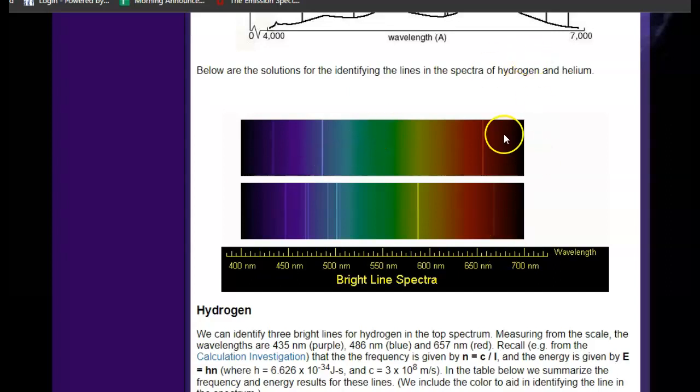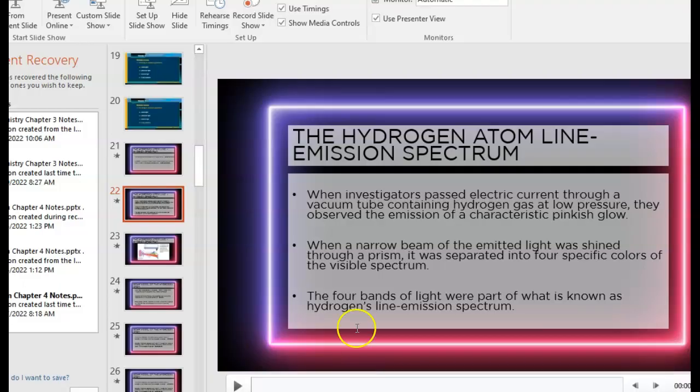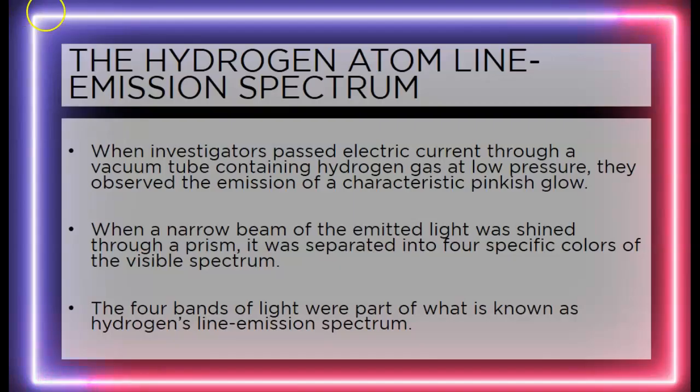So that's what they noticed when they put hydrogen. They gave it electricity, and it shined four specific colors, and that was called the line emission spectrum. Go ahead and turn that off.